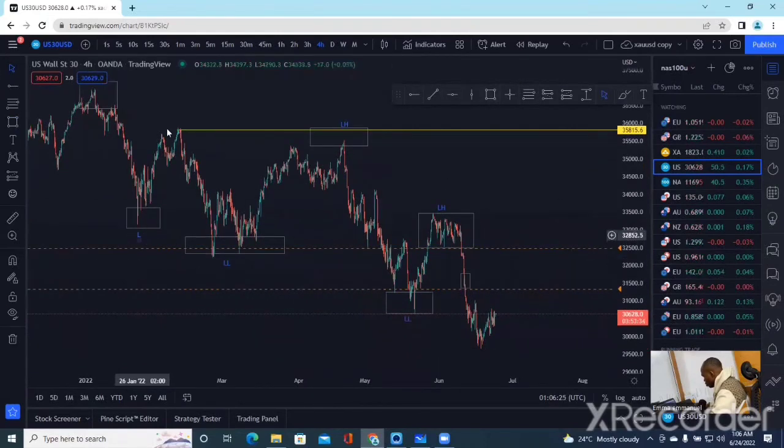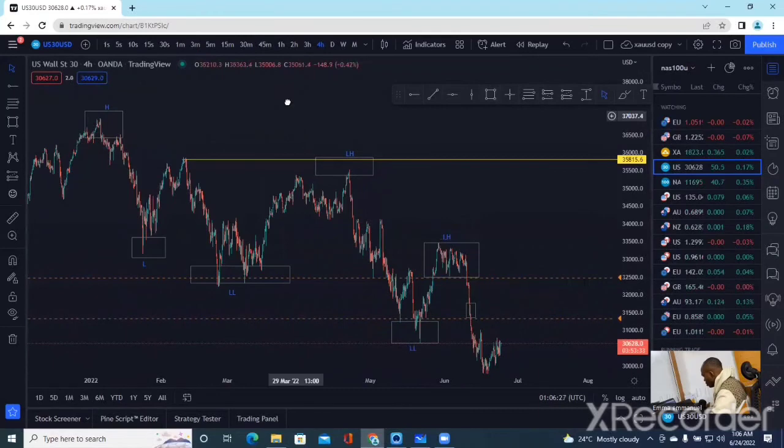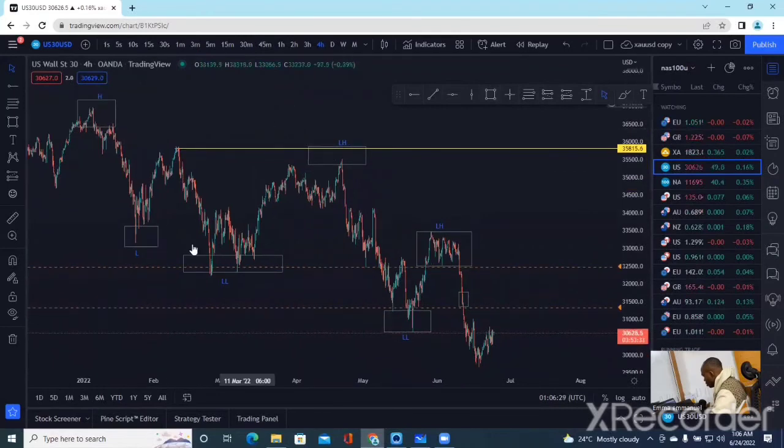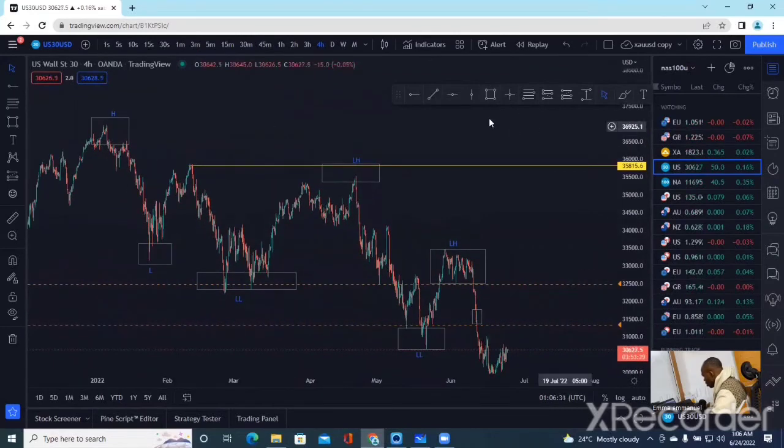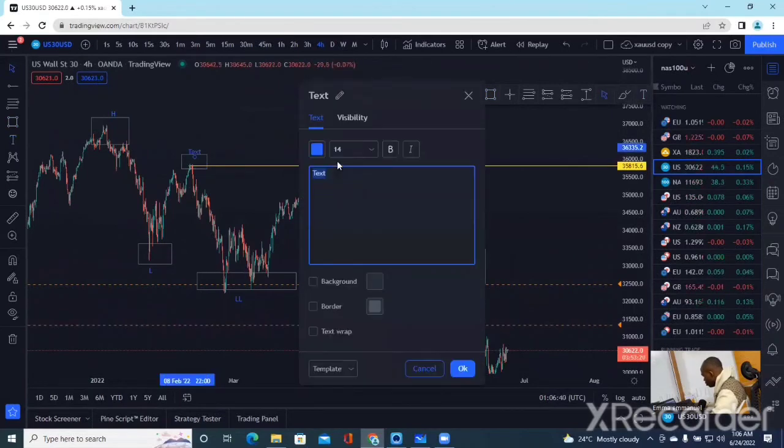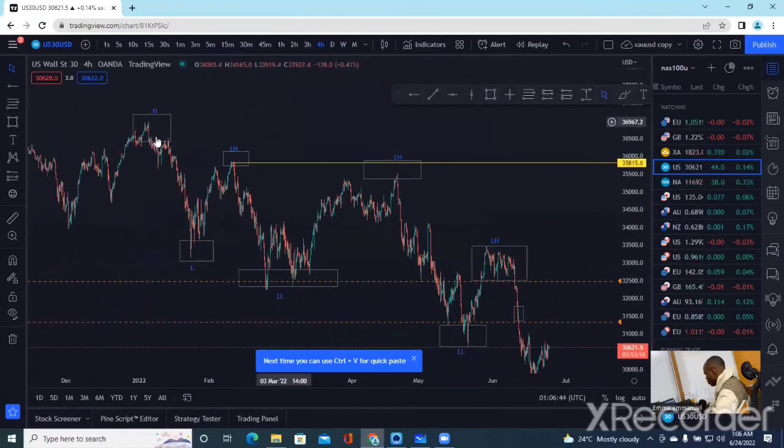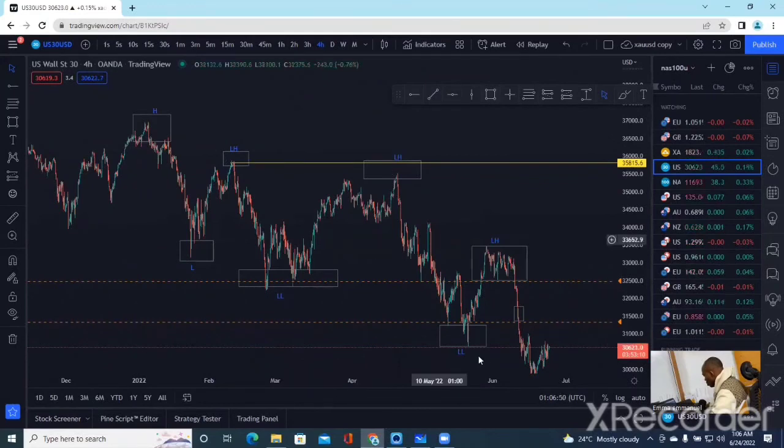These are our lows. These are our highs. These are our lower highs. These are not lower highs here. Consider if you can see that these are our highs. These are lows. These are lower highs. These are lower lows. These are lower highs. These are lower lows. And these are lower highs.